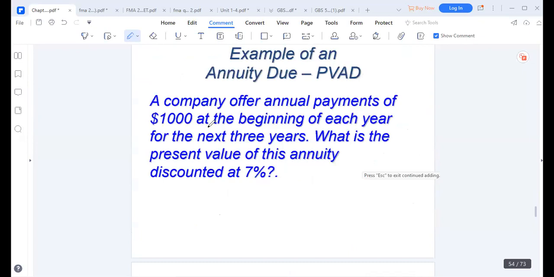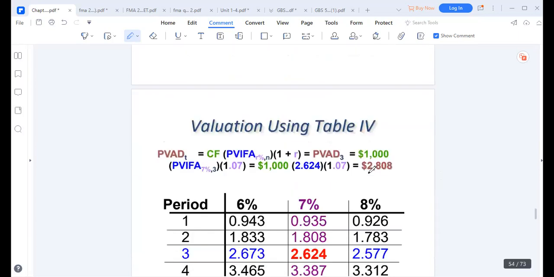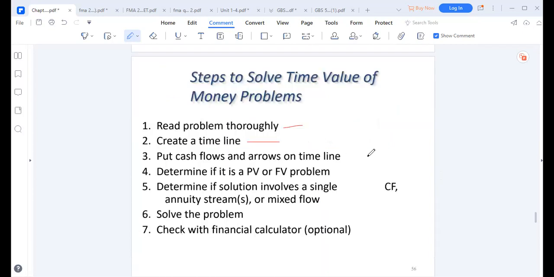So here, we just have to look at the beginning. It's an annuity due. At the end is an ordinary annuity. So these are the steps to solve the time value of money: read problems thoroughly, create a timeline, put cash flows and arrows on the timeline, and all that.